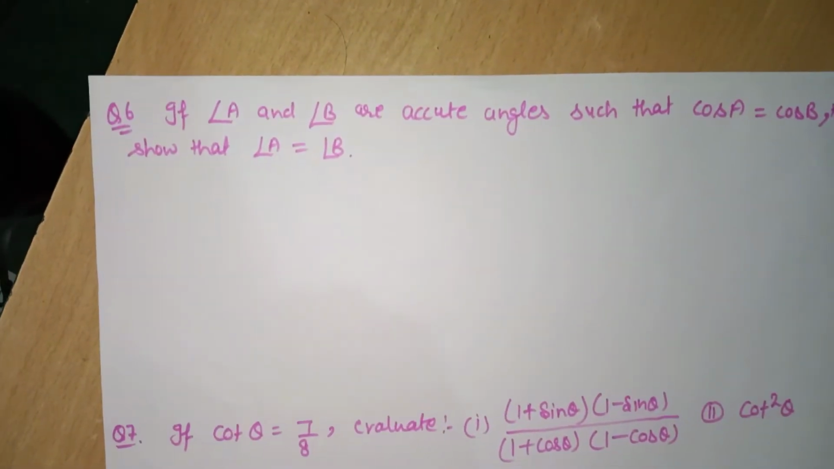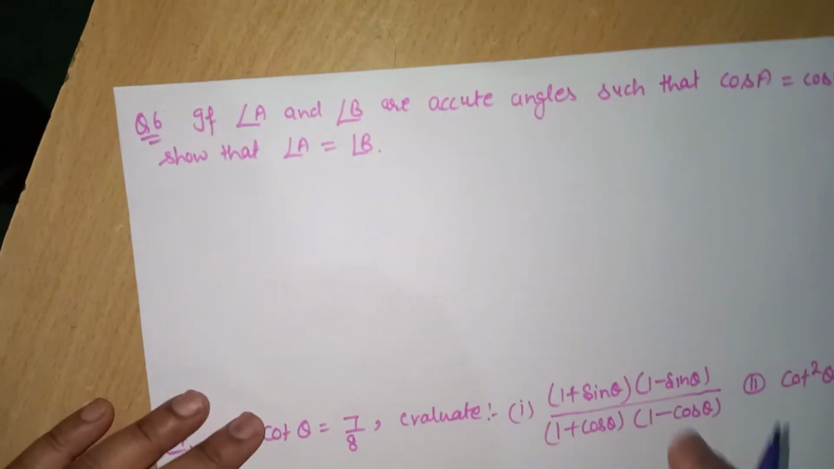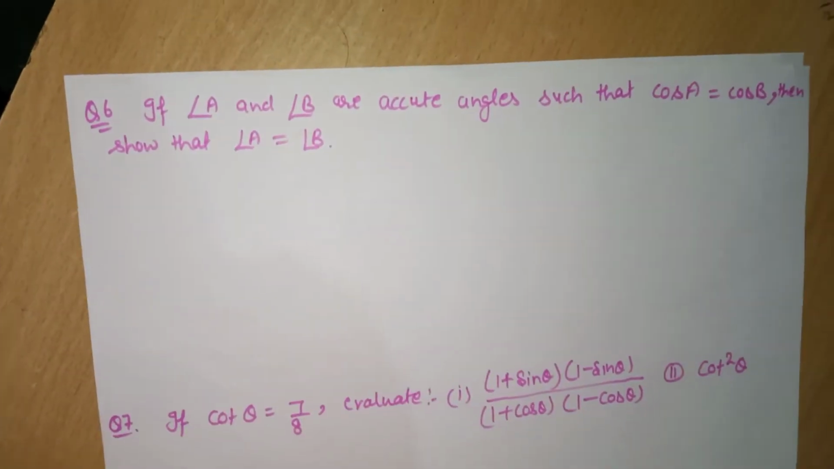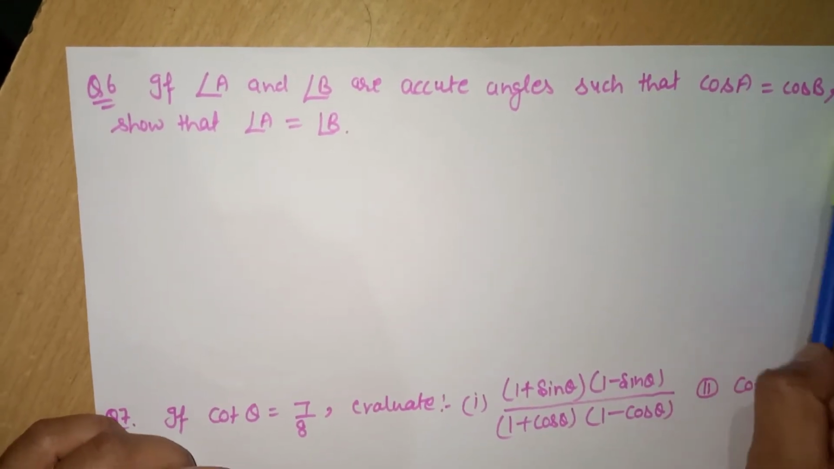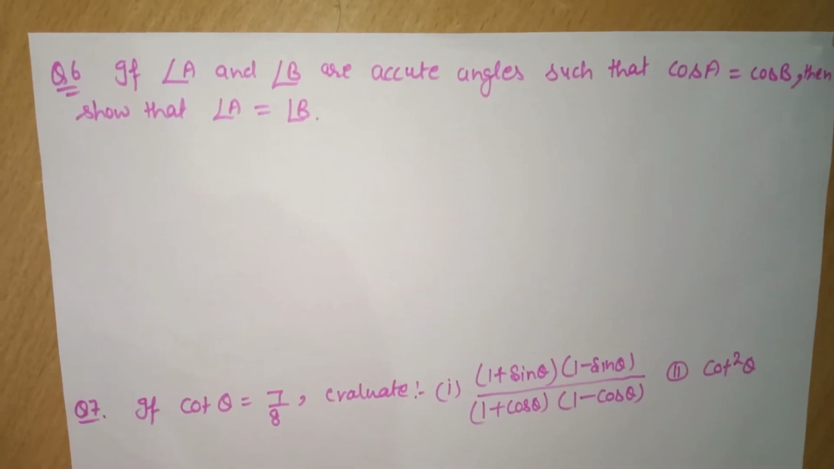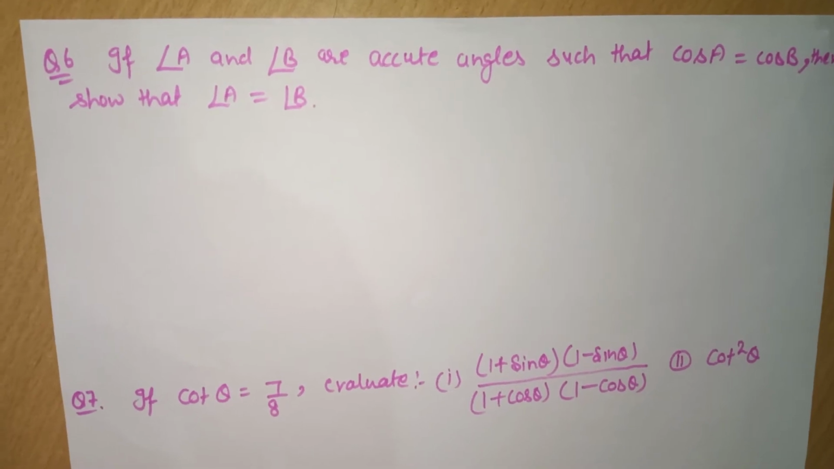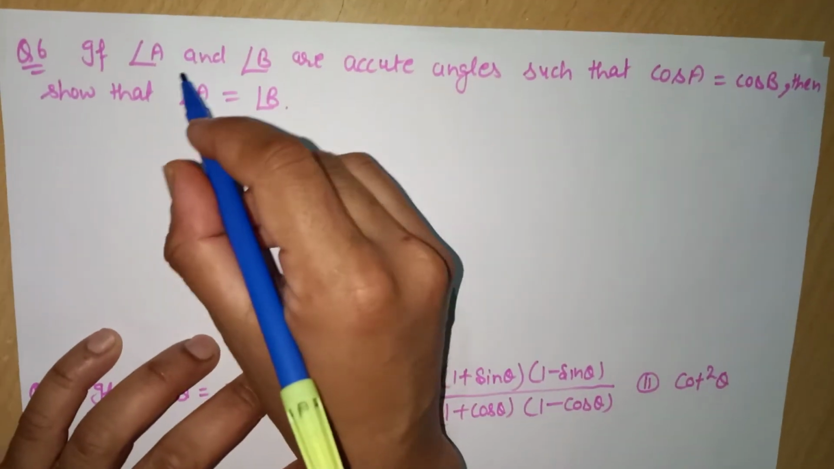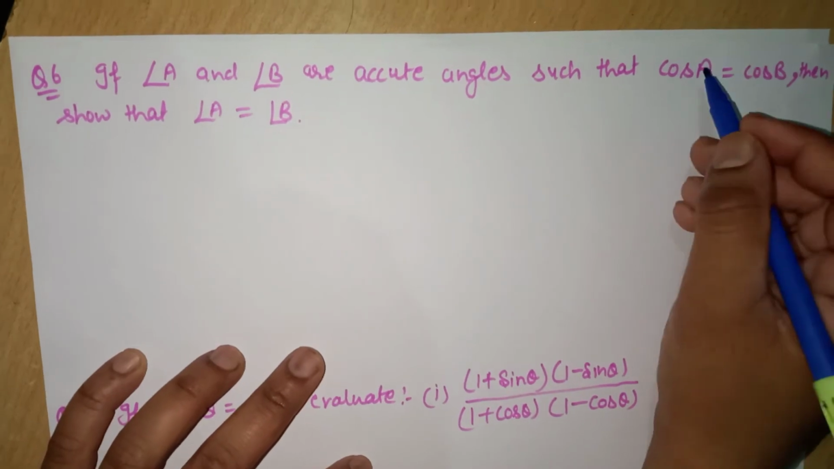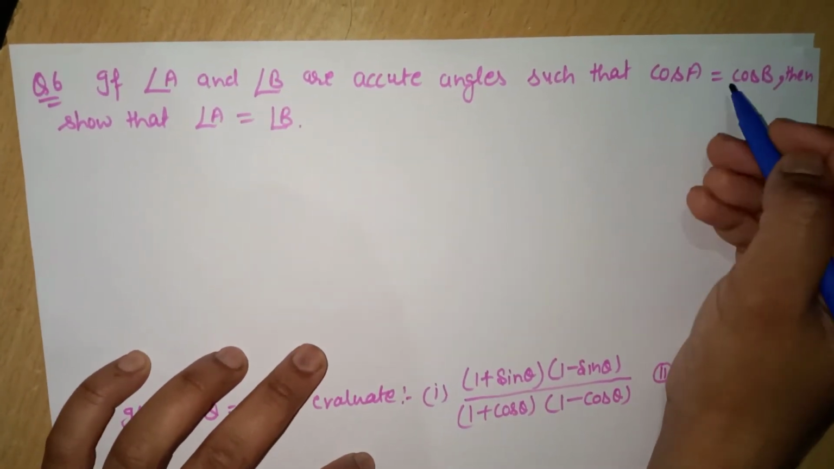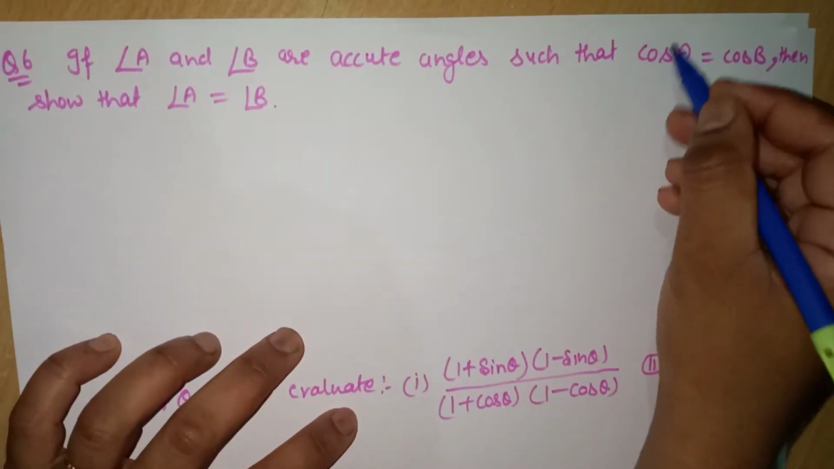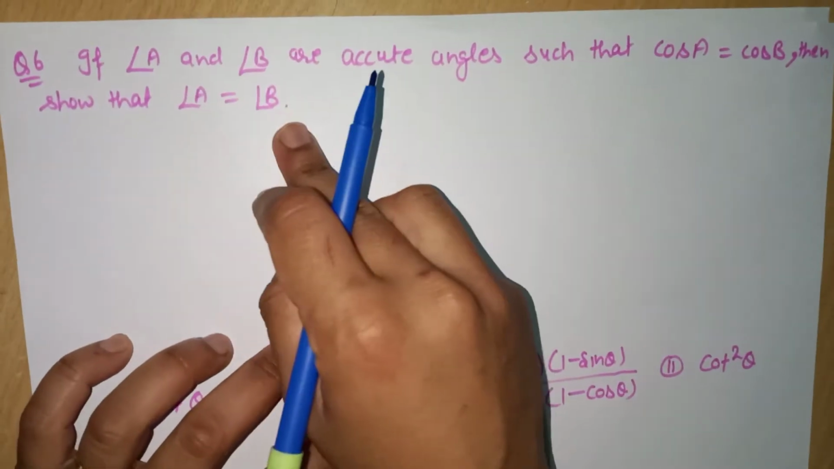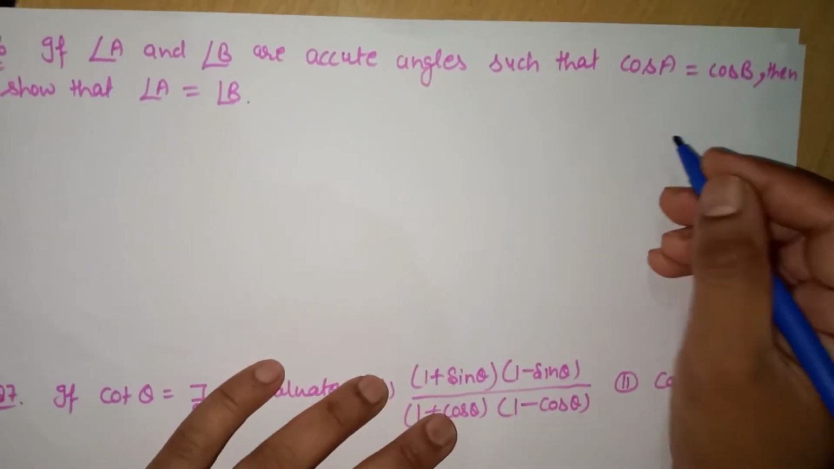Now question number 6 is: if A and B are acute angles such that cos A is equal to cos B, then show that angle A is equal to angle B. We are given that both angles A and B are acute and cos of A is equal to cos of B, and we have to show that these angles are also equal.